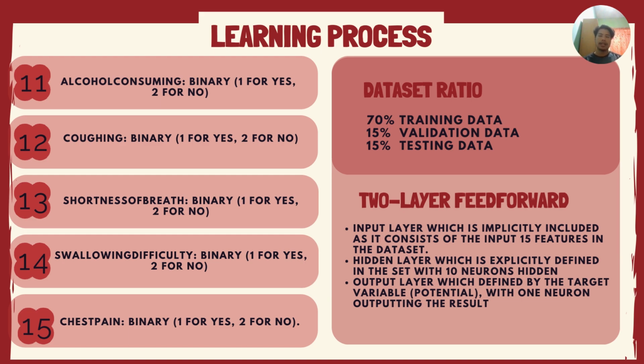For the dataset ratio, we set it to 70% for the training data, 15% for validation data, and 15% for the testing data. The model we use is a two-layer feed-forward network. We use all the 15 features from before in our model. The hidden layer has 10 neurons. The output layer will be the potential, which indicates whether the patient has lung cancer or not. So it will be yes or no.